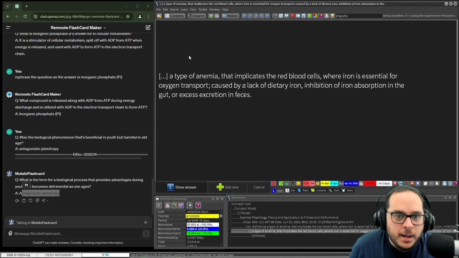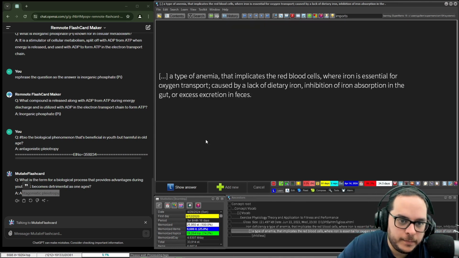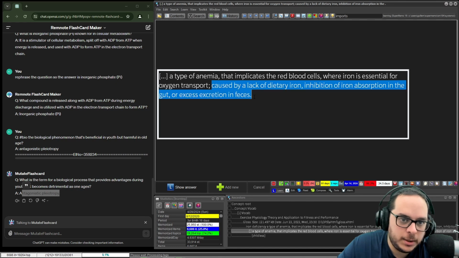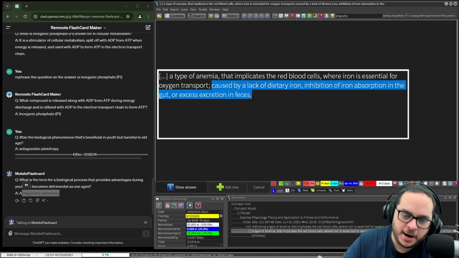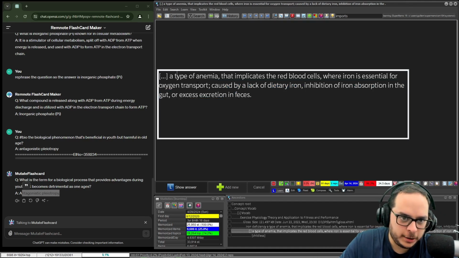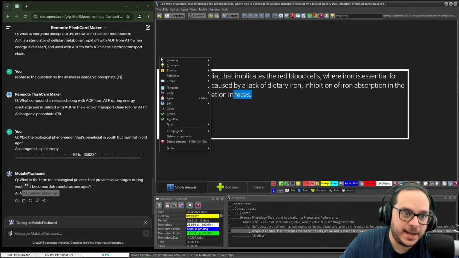So I could say that this again is two cards. This is two cards. I could just ask this: what type of anemia is caused by lack of dietary iron? Another one, it will be just this. So let's see what the AI does.